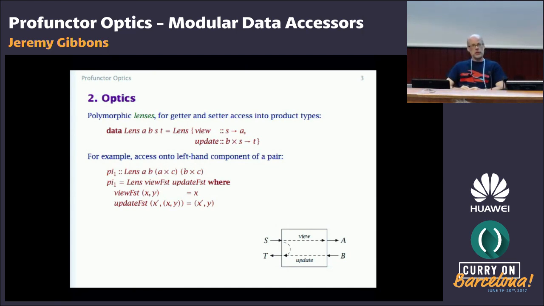So I've captured this as a piece of Haskell. It's a record with two fields, each of which is a function. And there's a picture at the bottom right of the slide that shows those two functions. So the view function is just a plain ordinary function from S to A, and the update function takes two inputs. It takes a B on the right-hand side and the old S on the left-hand side and produces a T as the result. So in the middle of the slide is an example lens. This is the lens onto the A component of an A cross C pair, and the view function gives you the first component of the pair, and the update function takes a new value for the first component of the pair and an old pair and throws the old left-hand component away and puts the new left-hand component in its place.